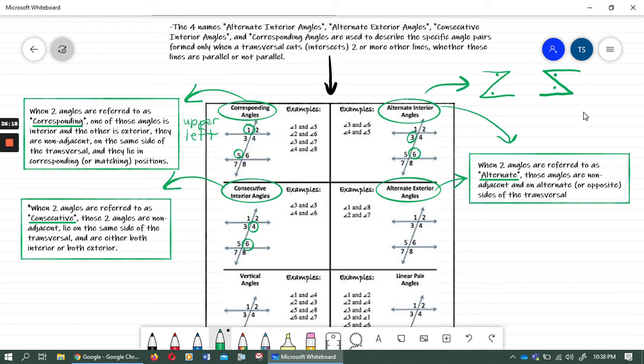So like 3 and 6 and 4 and 5, if you get what I'm saying. And that should make sense, what I'm saying there about that little Z shape, okay? Yeah, alternate interior angles. There we go. Awesome. Okay, and I'm going to go ahead and erase that.